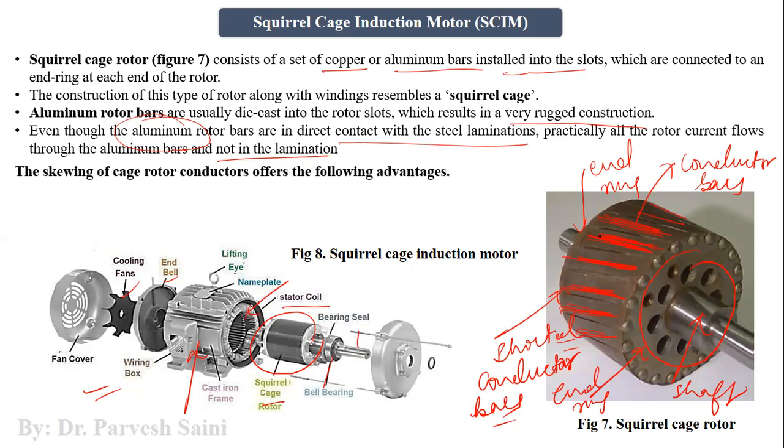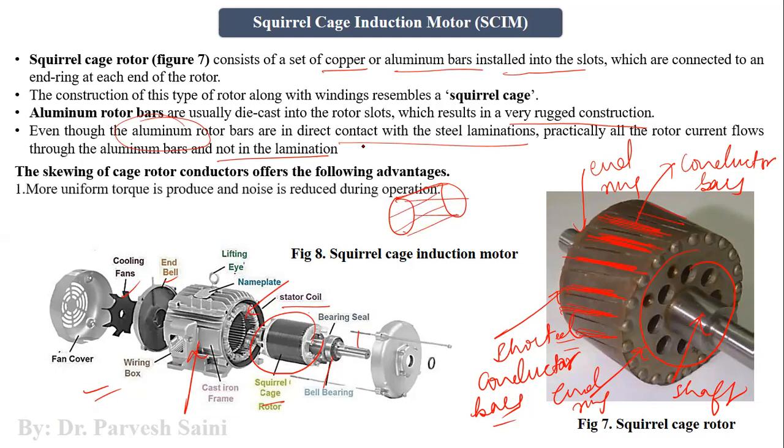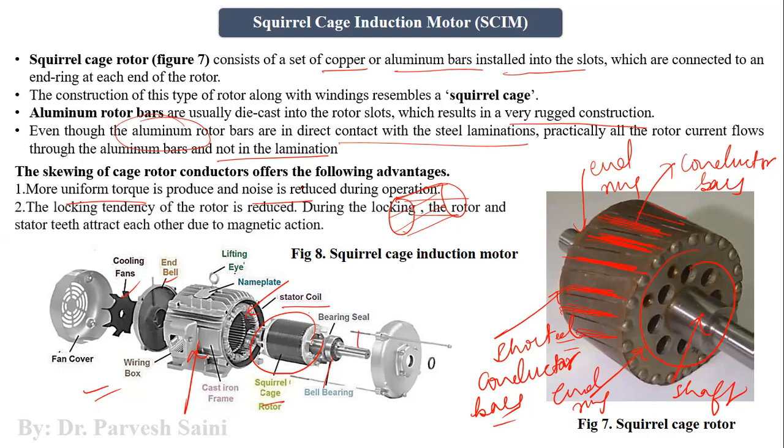Now why do we skew this? As you can see in this slide, these are skewed, right? So we have skewing of the material. Why is skewing done? Skewing is done so that we have a uniform torque and we have less noise while the induction motor is operating. When an induction motor runs, you will hardly hear any noise from it.